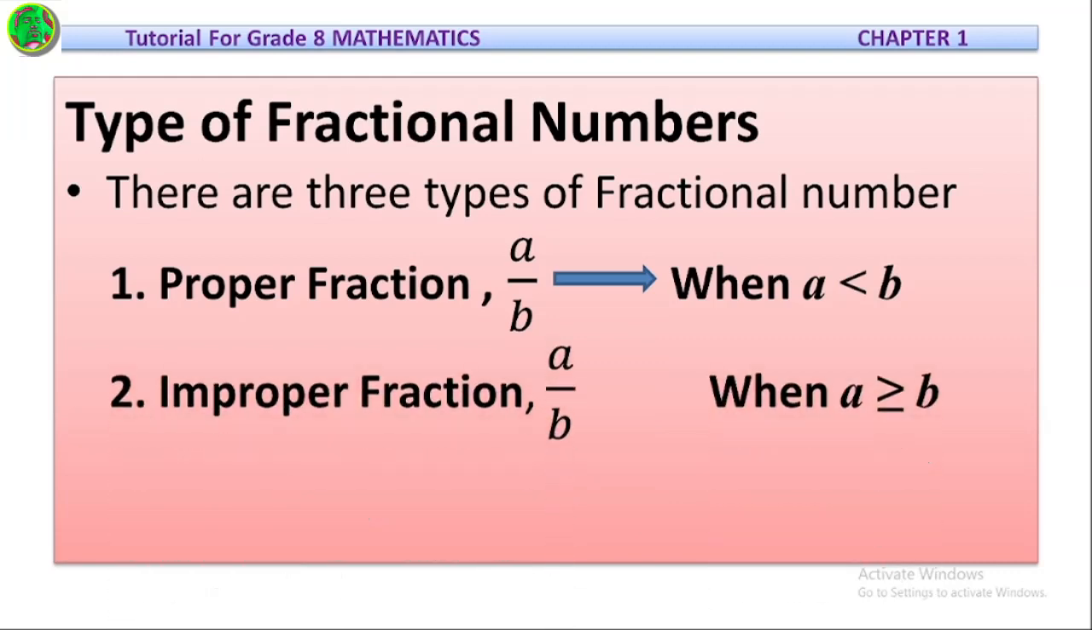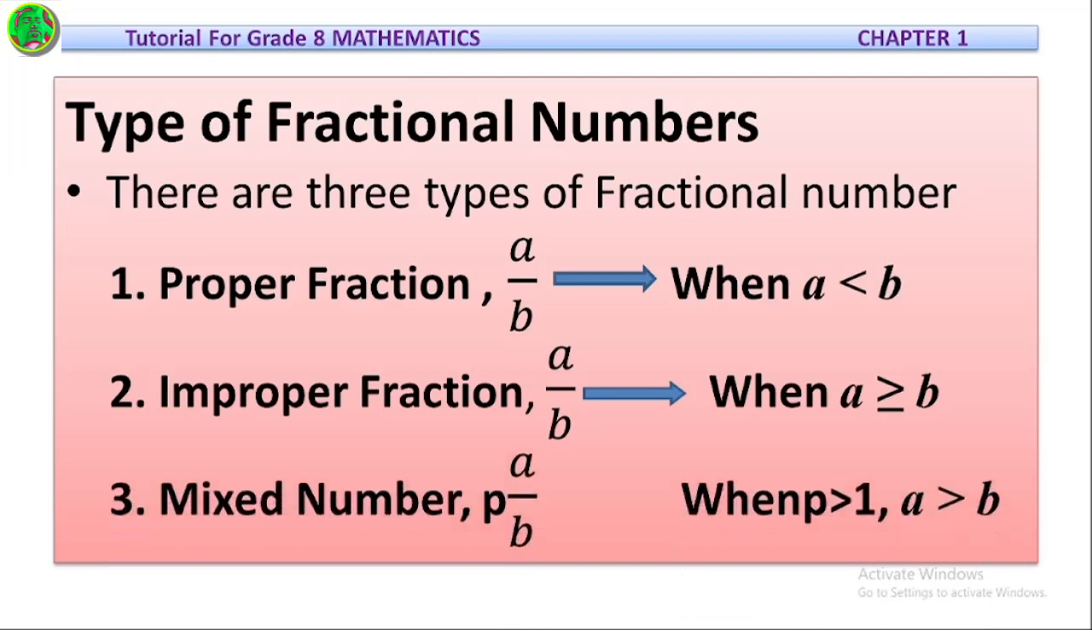The second is improper fraction. When the value of a, the numerator, is greater than or equal to the value of the denominator, the type of the fraction is said to be an improper fraction.